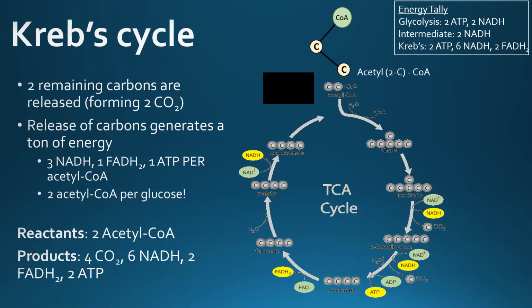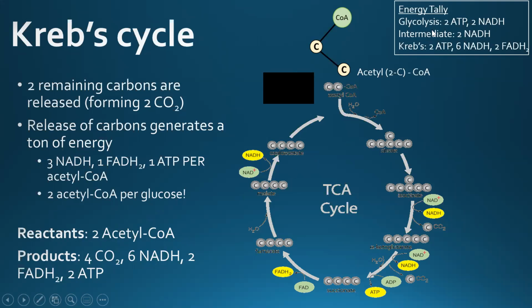All right, now, do a review again. What are the substrates? 2 acetyl-CoA molecules. What are your products at the end of the Krebs cycle? 4 carbon dioxide, 6 NADH, 2 FADH2, and 2 ATPs.